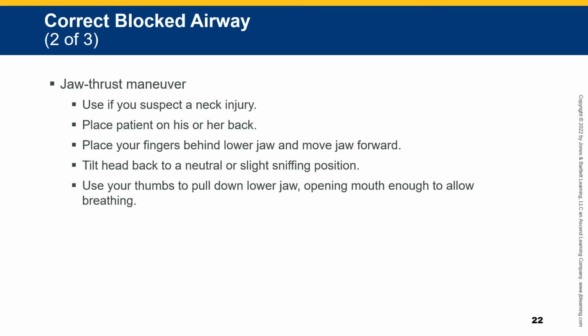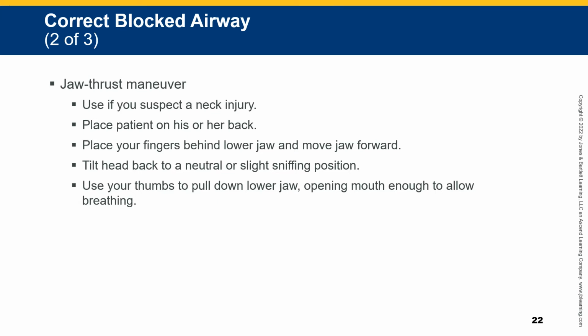Having placed the patient on his or her back, you want to kneel at the top of the patient's head. This is for the jaw thrust maneuver. Place your fingers behind the angles of the patient's lower jaw, which is just below the ears, and gently move the jaw forward with firm pressure. Because the unconscious patient has no muscle tone, there will not be any resistance. So you'll be able to slide their jaw forward, and this will help pull the tongue out of the back of the throat.